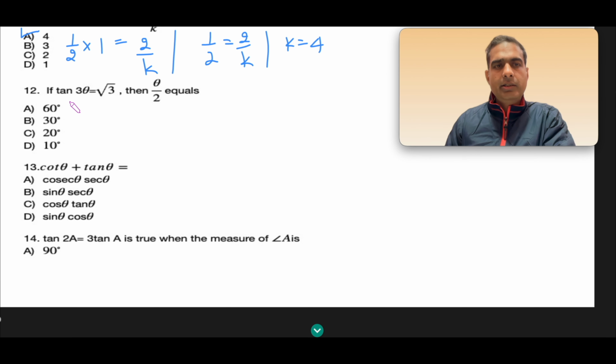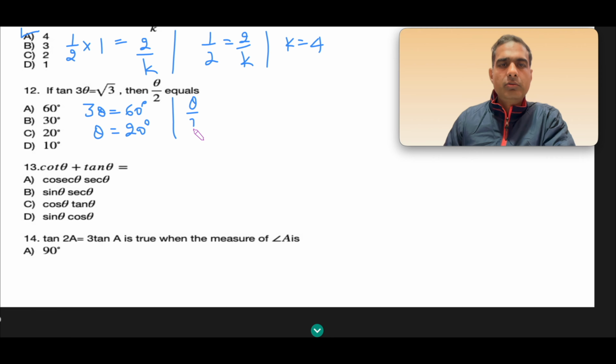So tan 3 theta has been given as root 3, then the value of theta by 2 equals. So we know tan theta is root 3 when theta is 60 degree. It means we can infer from here that 3 theta is 60 degree. Now 3 theta is 60 degree, so theta will be divided by 3, 20 degree. Now theta is 20, so theta by 2 will be how much? 10 degree. So from here we can see option D will be our answer.